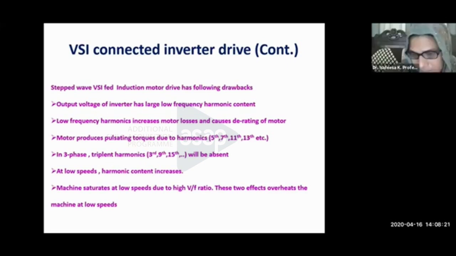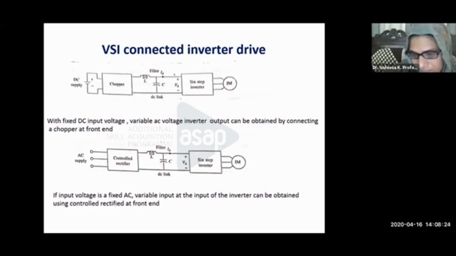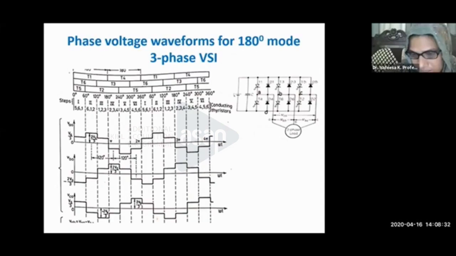Actually, in the 180-degree mode of operation, each thyristor conducts for 180 degrees. In the other 180 degrees, the switch will be off. One cycle is 360 degrees. So a thyristor conducting for 180 degrees is the on period of that particular switch. The total time period is 360 degrees, so if the on period is 10 milliseconds, the total time period T is 20 milliseconds. So the frequency is 1 by T, and you will get the frequency like that.